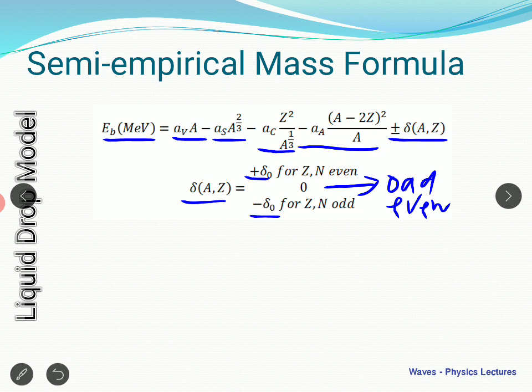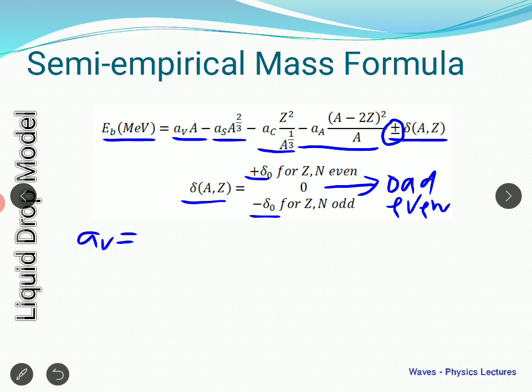Okay, so this sign will actually change depending on whether Z and N are even, then it will become positive. If Z and N are odd, this will become negative. On the other hand, if Z is odd and N is even, or N is odd and Z is even, we are going to have a value of 0 for the pairing energy. Okay, so if we look into the values here, we should now remember these values which are important.